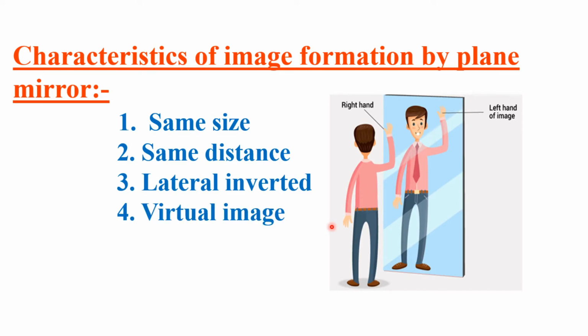Lateral inversion. Virtual image means the image which cannot be obtained on the screen. It is seen inside the mirror. And the last characteristic is the image is erect, means you are standing erect in front of the mirror. The image is also erect.